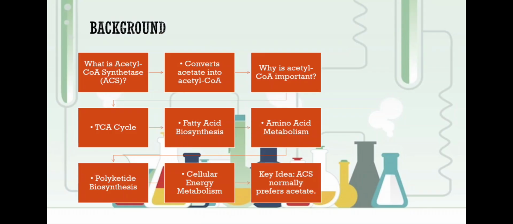So as we can see, acetyl-CoA synthetase, or ACS, converts acetate into acetyl-CoA. Acetyl-CoA is one of the most important molecules in metabolism because it participates in the TCA cycle, fatty acid biosynthesis, amino acid metabolism, and many other cellular processes. Naturally, ACS strongly prefers acetate, which is a 2-carbon molecule. The researchers wanted to determine whether this preference could be changed through protein engineering.